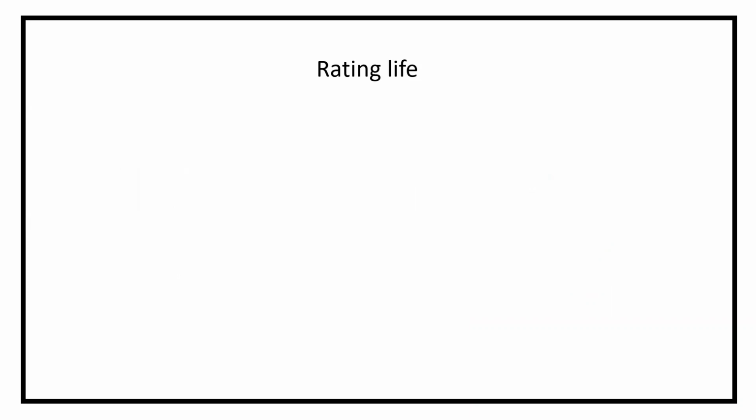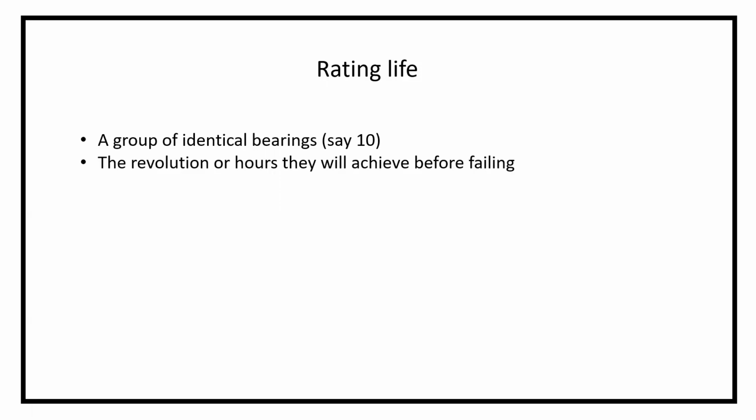At first, I want you to imagine a group of identical bearings, say 10, and we need to run them simultaneously and measure their life, either by counting their revolutions or the number of hours before they fail. And when we do that, they will definitely fail at some point. So among them, 90% of the bearings will achieve a life before failing. And that is called a rating life.